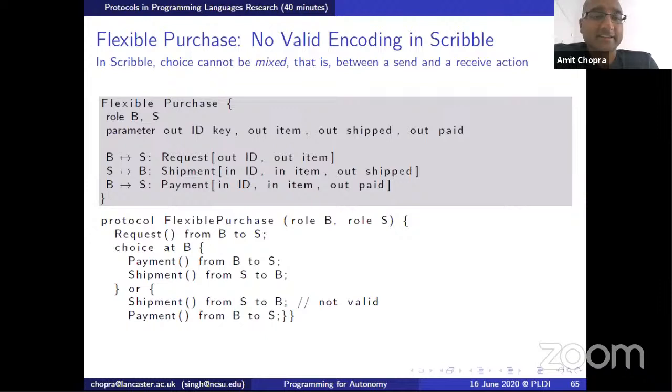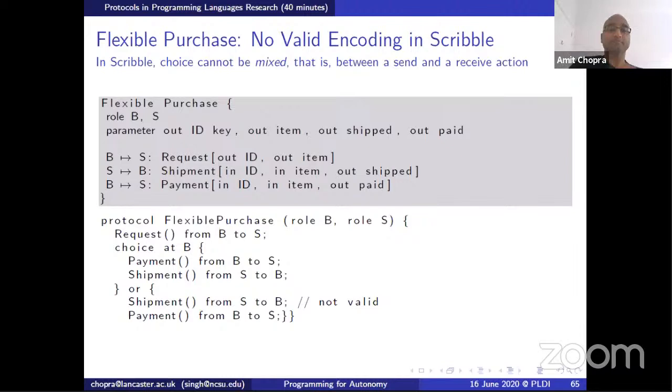That's all it needs. It has a dependency upon knowing ID and item, which it learns from request in this example, but it is not dependent upon anything payment produces. Likewise, payment from the buyer to seller is dependent upon ID and item, which the buyer will know once it has sent the request. And therefore it can go ahead and send a payment, and in sending the payment, it can produce a binding for paid.